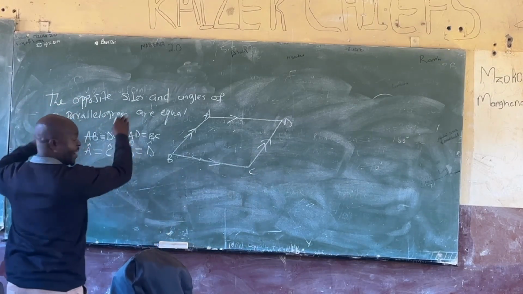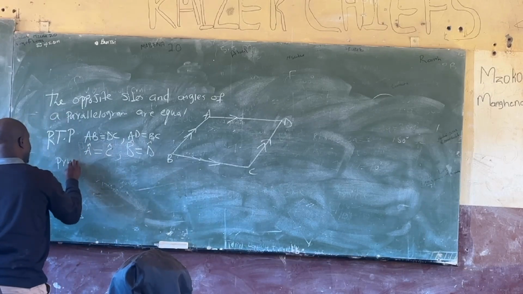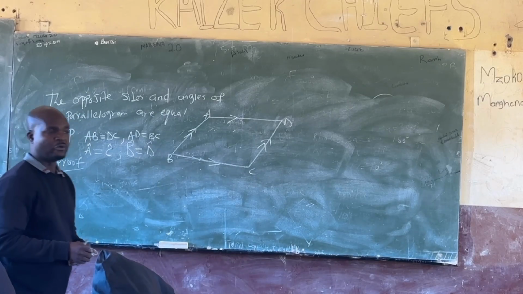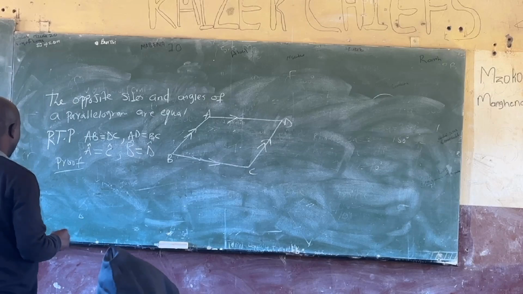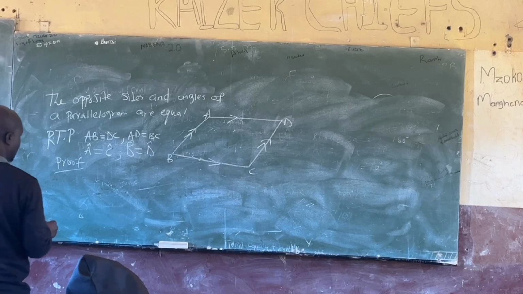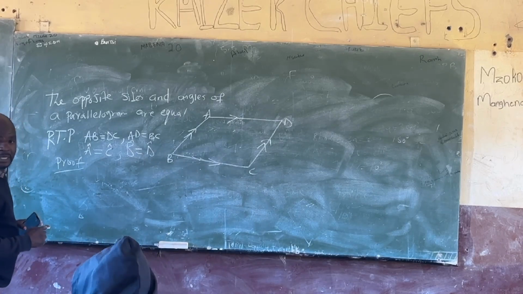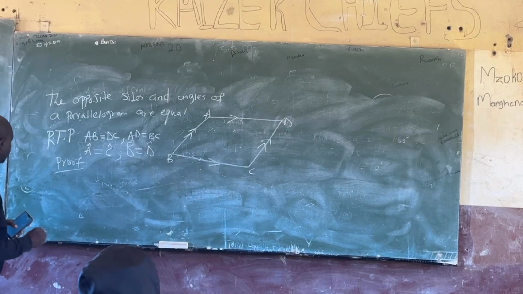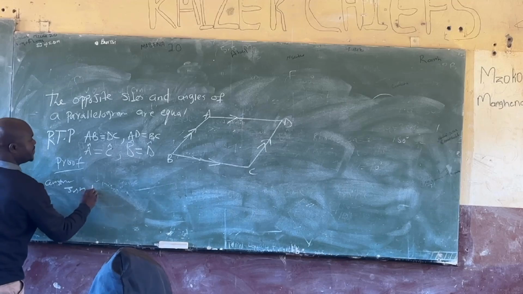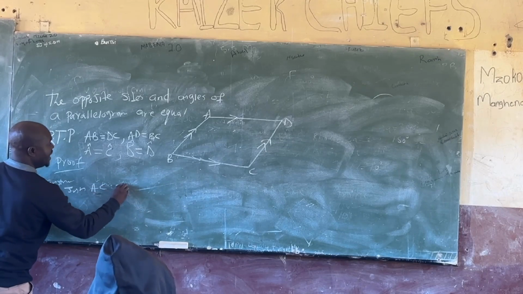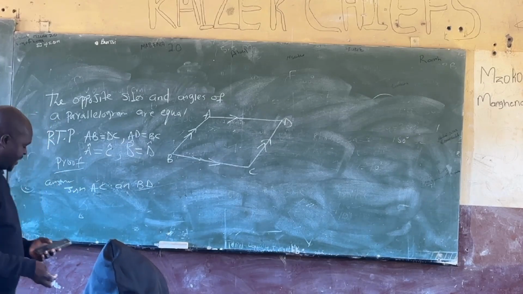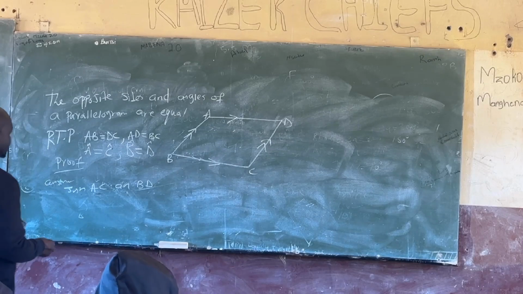Now, they said proof. I'm giving them a proof now. Proof. If you look at this parallelogram, we have to construct some lines. Construction: join AC and BD. Join AC and what? BD. I'm going to join.